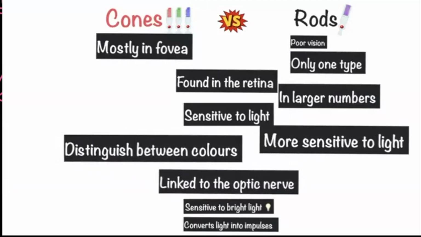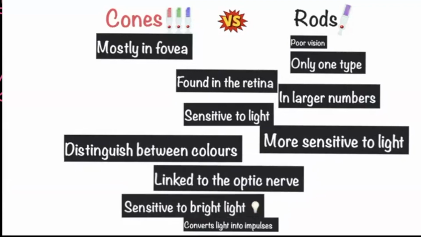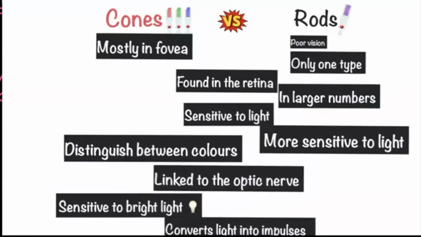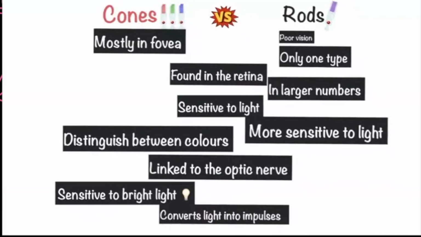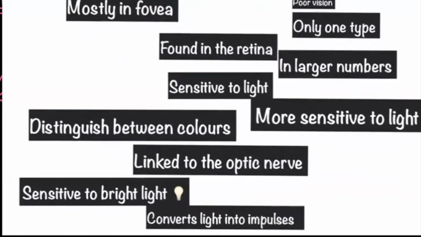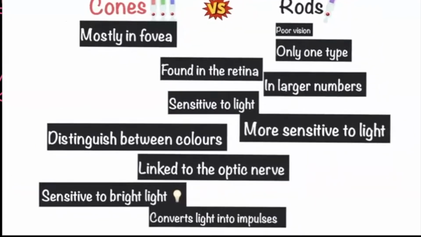Both are linked to the optic nerve, right? Cones are sensitive to bright light, and both convert light into electrical impulses. That's the job of all of those receptors, right? So the receptors are energy transducers, meaning they convert one form of energy to another. In the eye, you're meant to convert light to electricity. All right, is that clear?